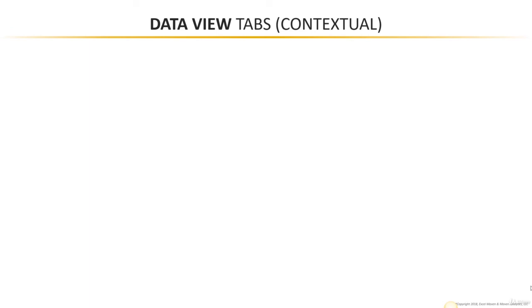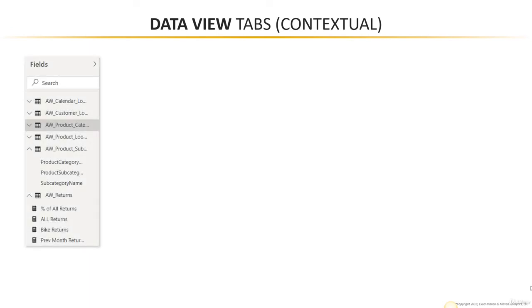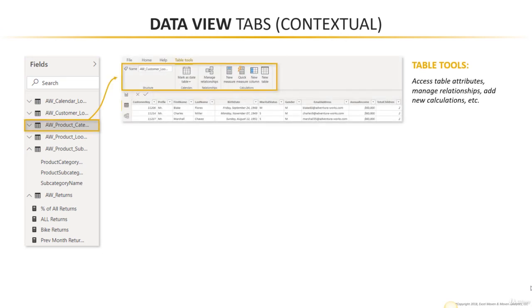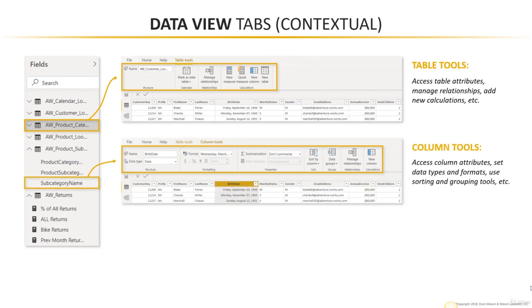So data view tabs. What are the contextual menus that you can access inside of your data view? Well, if we look at our field list here, first and foremost, if you select a table, you'll see a new menu called Table Tools. And as you might expect, this is where you can access things like table attributes, you can manage your relationships, add calculations and measures, and so on. When you select a column from your field list, you'll see a new menu specifically populated with column tools. You can access your column attributes, set data types and column formats, sorting and grouping tools here as well.